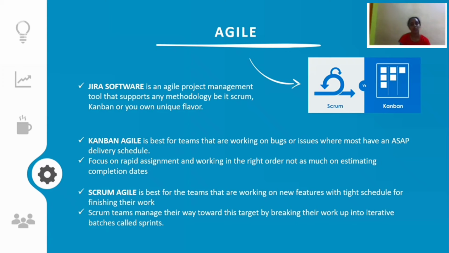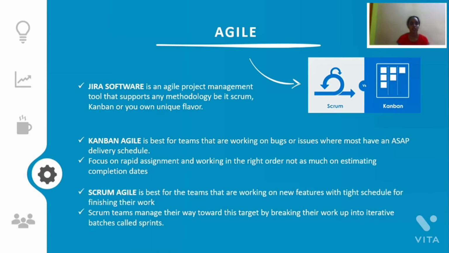which is best for teams that are working on a new feature with a tight schedule. Usually they work by breaking their work into iterative batches called sprints. So all that happens in Scrum Agile is it collects all the work that needs to be done and puts it in the right order, defines checkpoints for completion of batches of work, and then they reprioritize at each checkpoint.